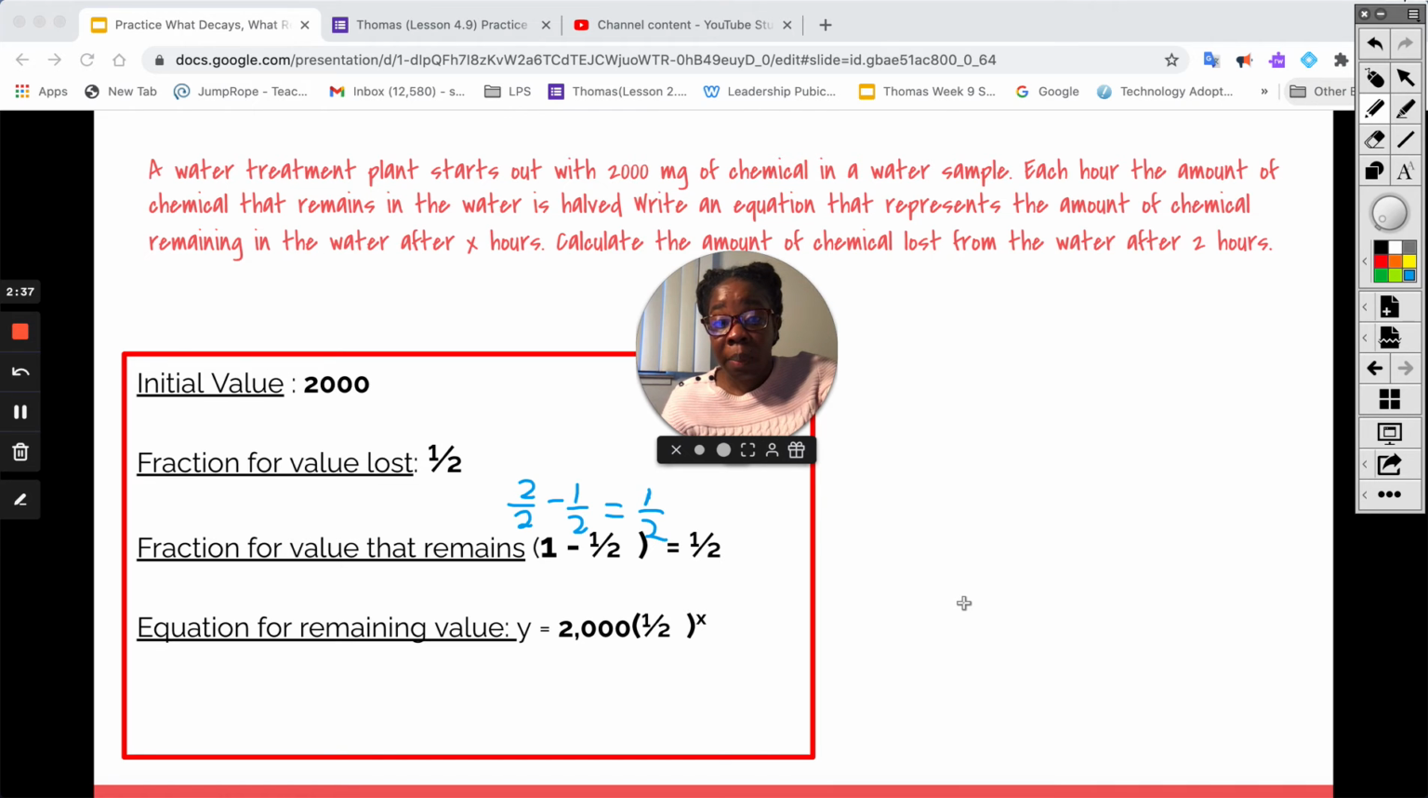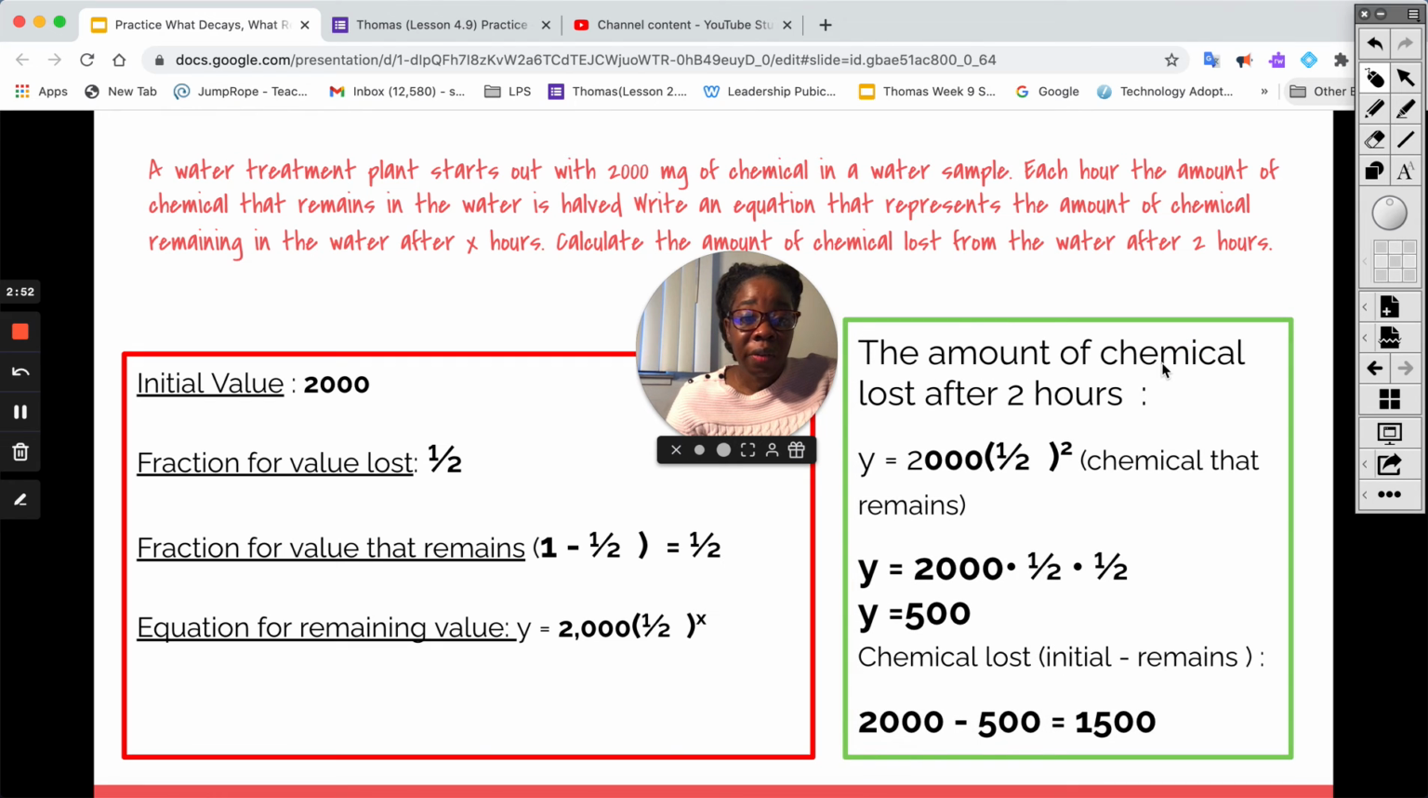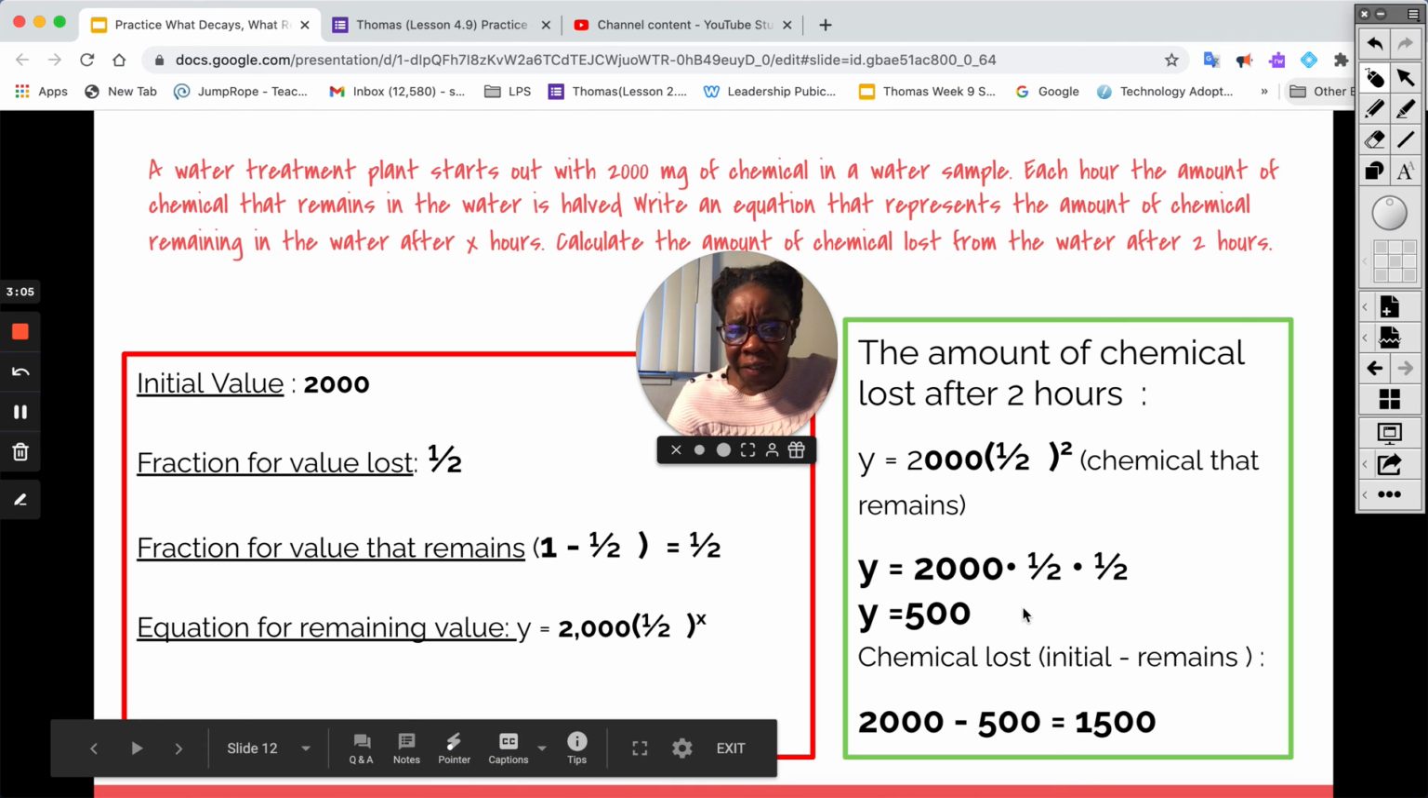So now we're going to use that to calculate the amount of chemical that has been lost over 2 hours. We want to find out how much chemical remains first, and then we can subtract that from what was initially there. So the amount of chemical lost after 2 hours, we figure out how much remains first, using that equation. It's 2,000 times 1/2 raised to the second power. And when we do that, we only have 500 milligrams of chemical remaining.